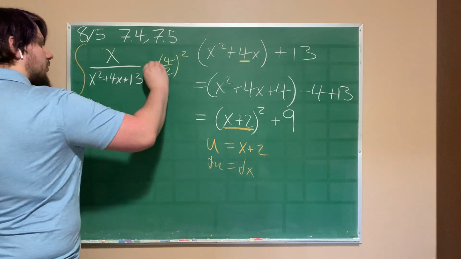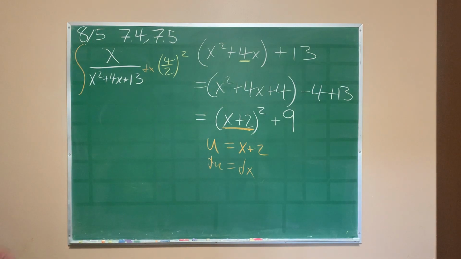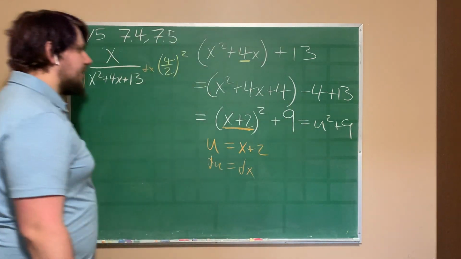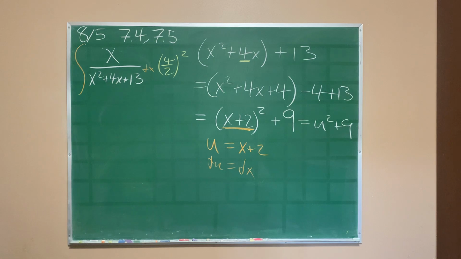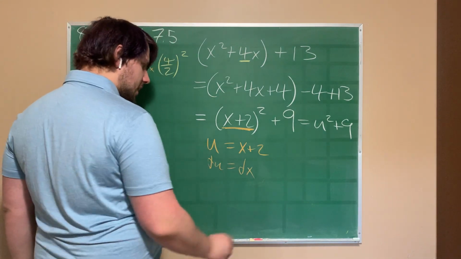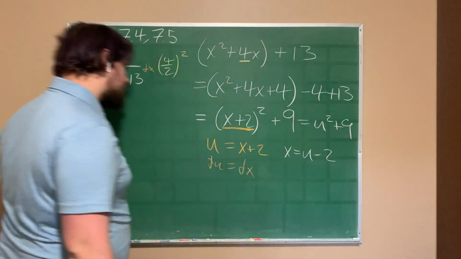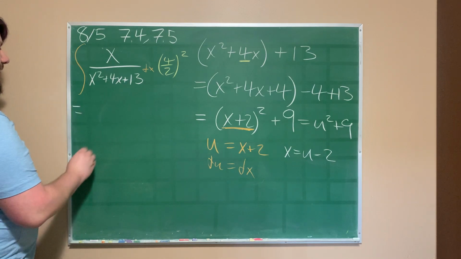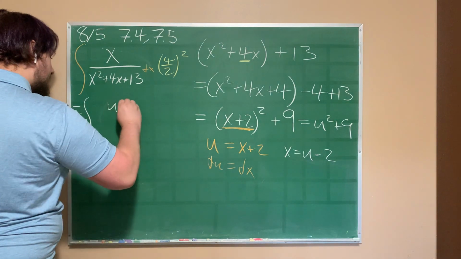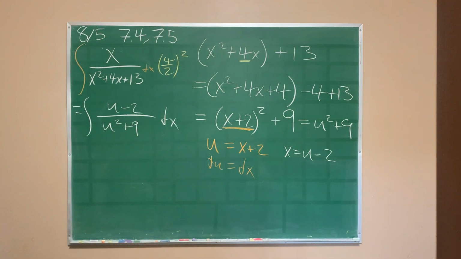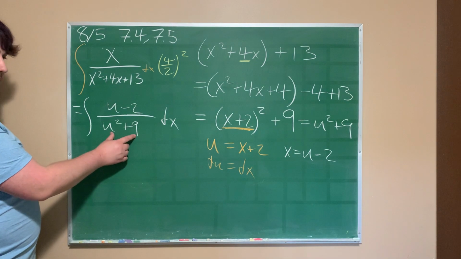and we would be able to use that if we were looking at the integral of this whole thing, dx, right? The numerator here also needs to be changed into being in terms of u, because we're getting u squared plus 9 in the denominator here. To get the numerator in terms of u, we just have to solve this equation for x. So if u is equal to x plus 2, then x is equal to u minus 2. So this whole expression can be rewritten as the integral of u minus 2 divided by u squared plus 9 dx.